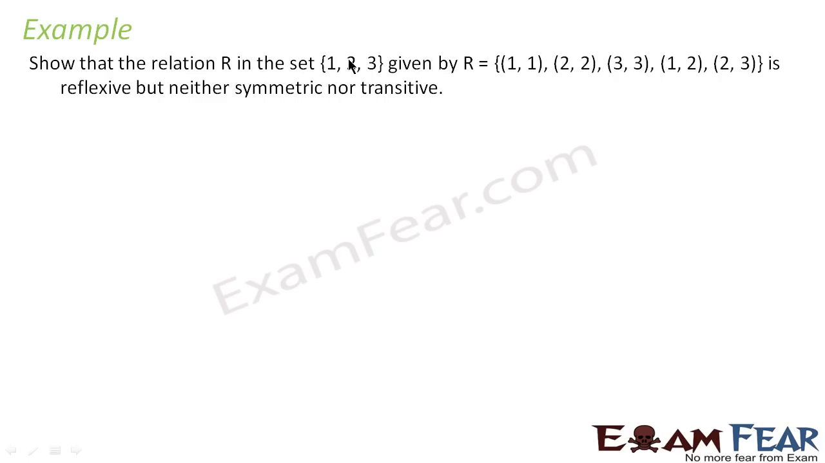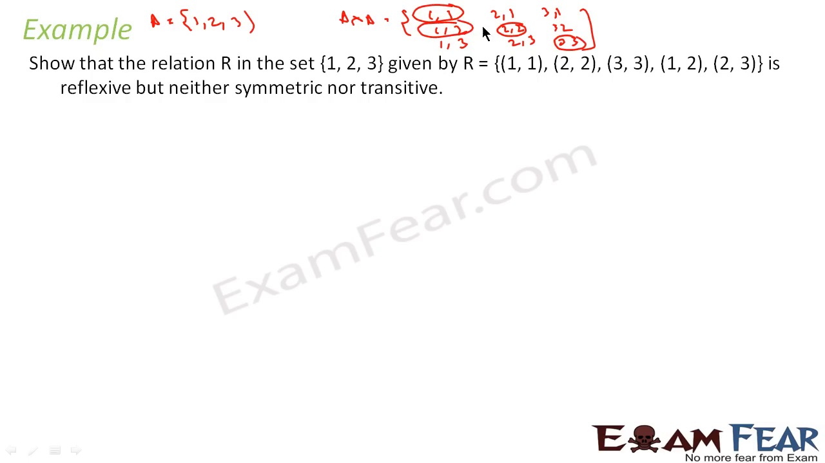So if there is a set A which has the values 1, 2, 3, we generally get A cross A, and that will have the values (1,1), (1,2), (1,3), (2,1), (2,2), (2,3), (3,1), (3,2) and (3,3). Correct? These values will be part of A cross A. Now, you will get a subset of this as the relation. So the relation will have some values: (1,1), (2,2), (3,3), (1,2) and (2,3). So these values are nothing but a relation. I got this relation.